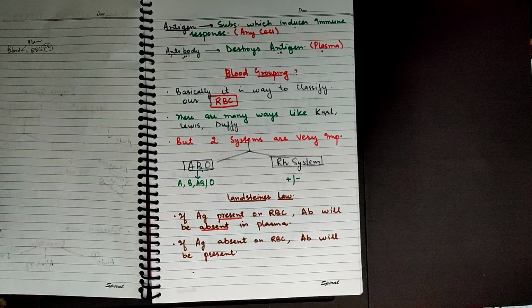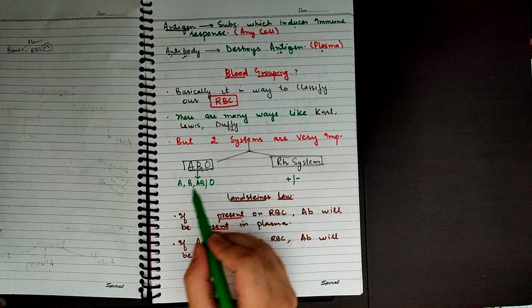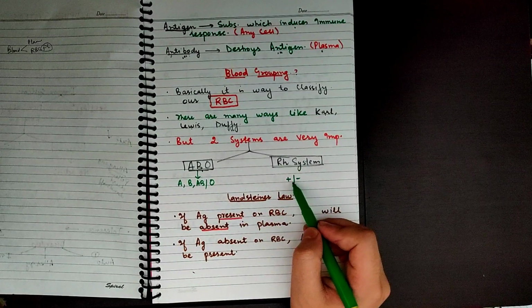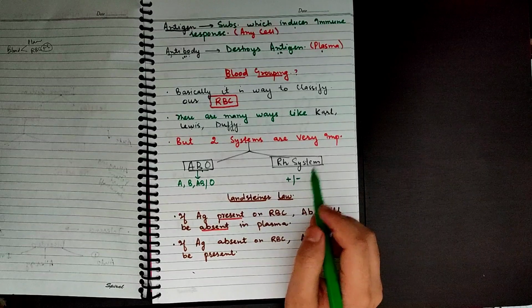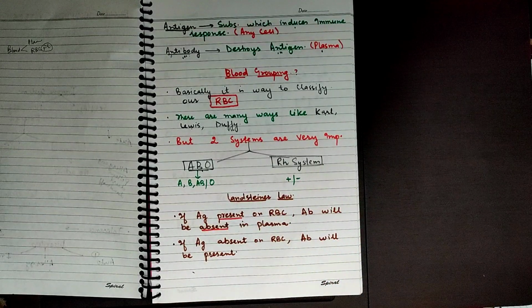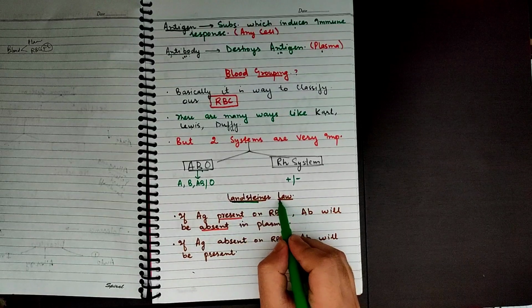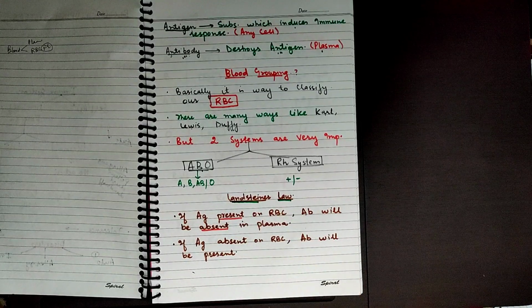One is ABO system and another is RH system. In ABO system, we talk about A, B, AB or O, and in RH system, we talk about positivity or negativity of our blood. Both these systems are based on a common principle or a law that is known as Landsteiner's law. Landsteiner's law was given by Karl Landsteiner, and what does this law say?